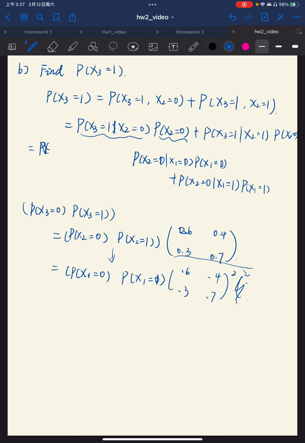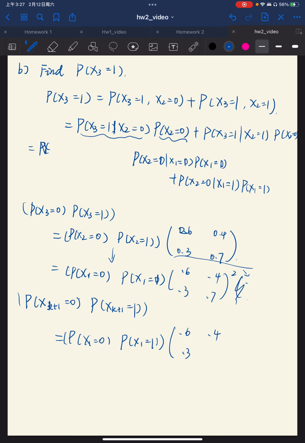So we can write a general form: the probability of x(k+1) equals 0 and the probability of x(k+1) equals 1. This row vector is equal to the probability of x1 equals 0, x1 equals 1 times the matrix to the power of k.